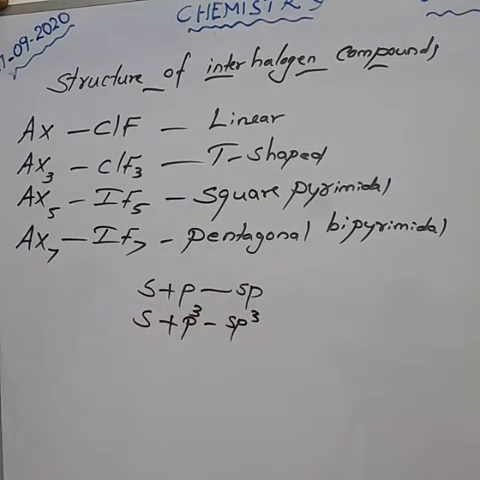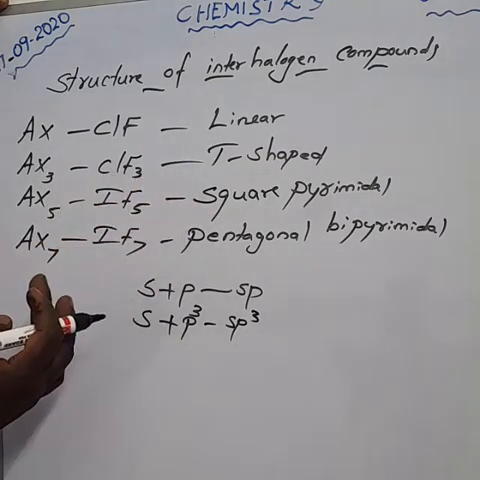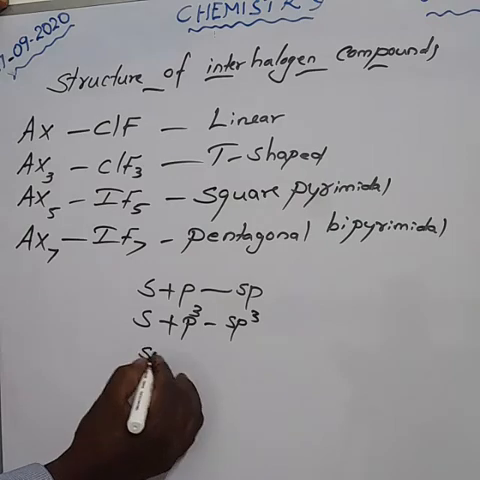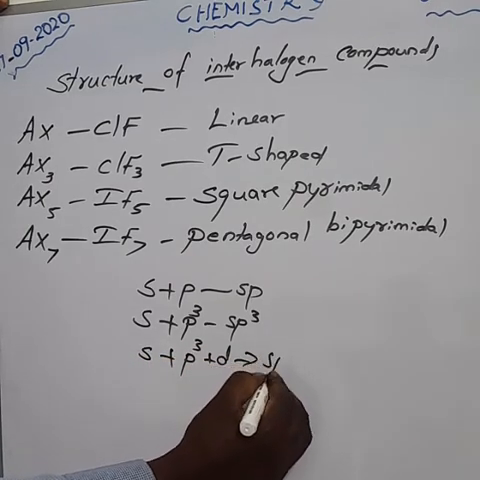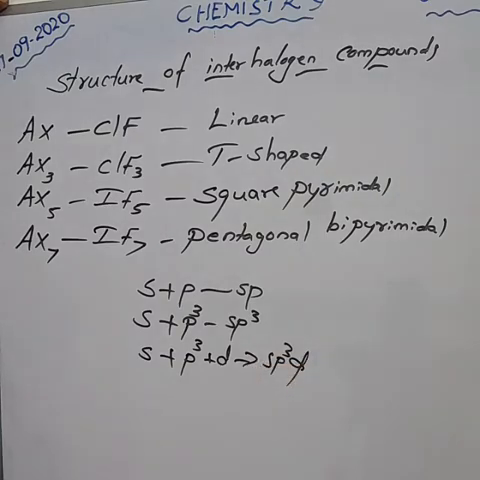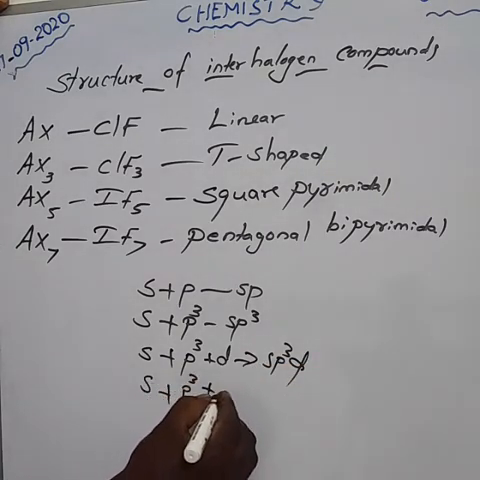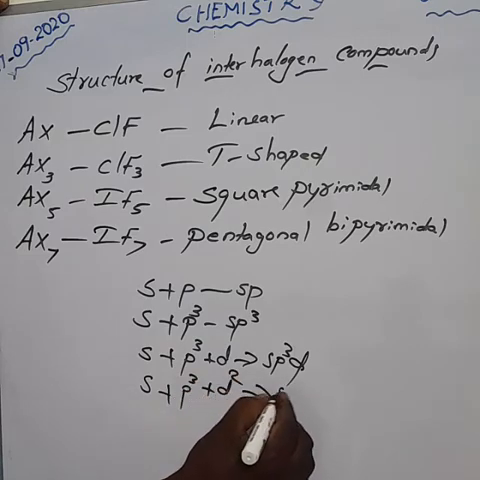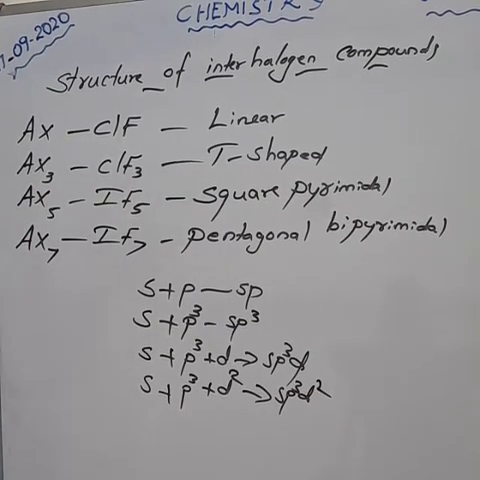And also an s orbital combines with a d orbital, we get sp3d hybridization. An s orbital combines with p orbitals and 2 d orbitals, we get sp3d2 hybridization. These are some hybridizations. Hybridization is nothing but an intermixing of orbitals. We are mixing the orbitals.